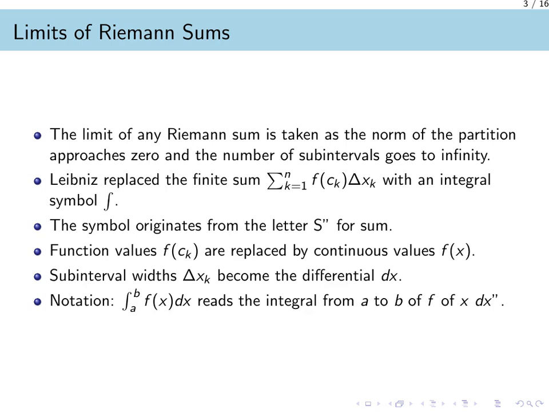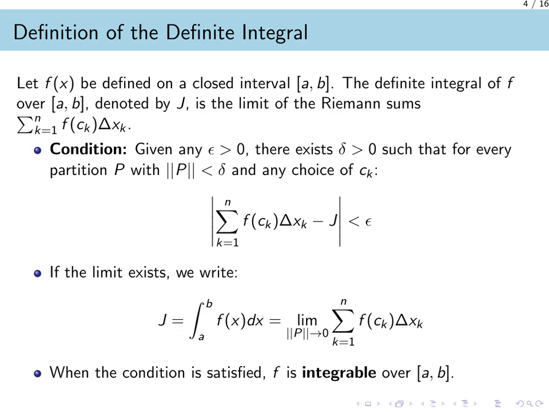The key takeaway is that the integral symbol represents the limit of a sum as the partition widths shrink to zero. We can now state the precise definition of the definite integral for a function defined on a closed interval. The definite integral, denoted by J, is the specific number that the Riemann sums approach as the norm of the partition approaches zero. For this limit to be valid, the result must be consistent, regardless of how we partition the interval or which points we choose within those subintervals.